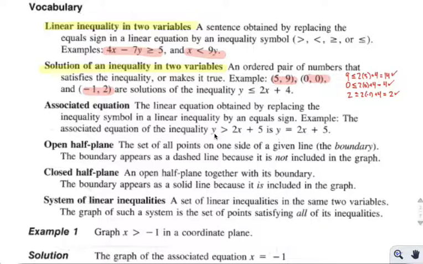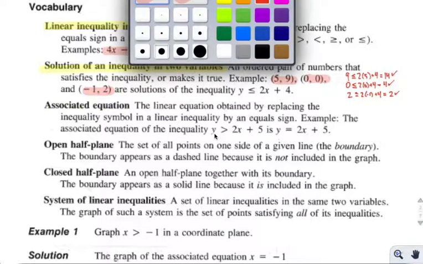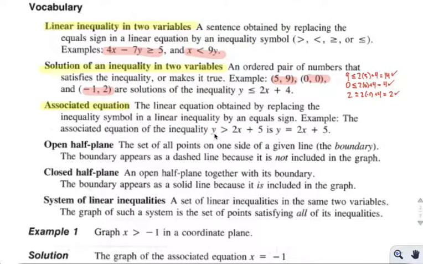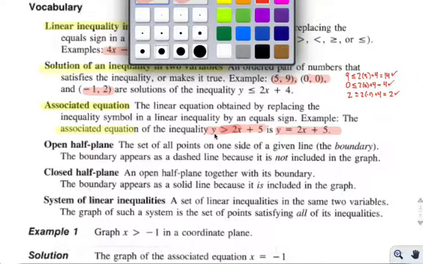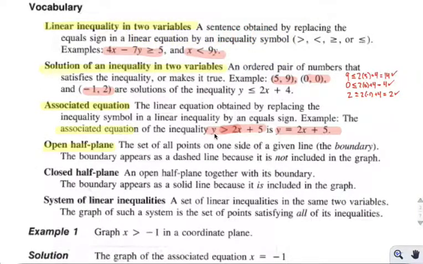Here's a new word: associated equation. It's the linear equation obtained by replacing the inequality symbol in a linear inequality by an equal sign. Example: the associated equation for y is greater than 2x plus 5 is y is equal to 2x plus 5. This is actually the boundary. Then there's the open half plane, which is the set of all points on one side of a given line. We call that given line the boundary.